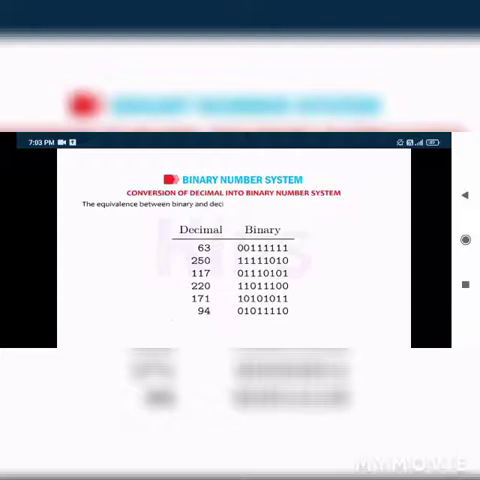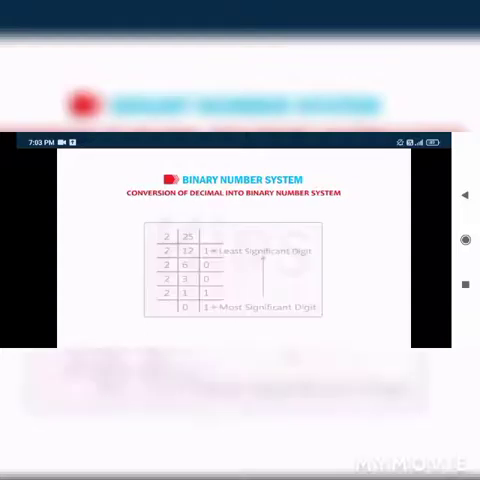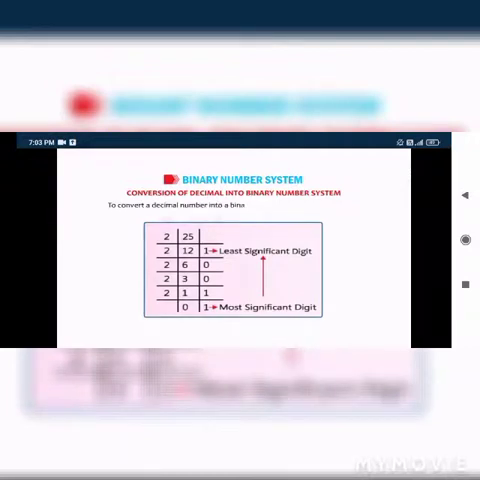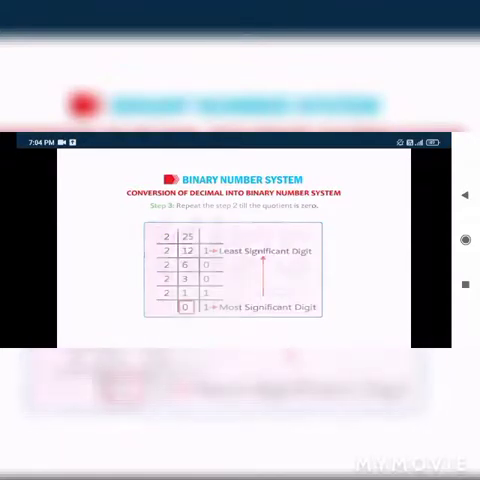Let's learn about conversion of decimal into binary. Here we learn how to convert a decimal number to a binary number. Step 1. Divide the given decimal number by the base 2. Step 2. Write down the remainder and divide the quotient again by 2. Step 3. Repeat step 2 until the quotient is over.